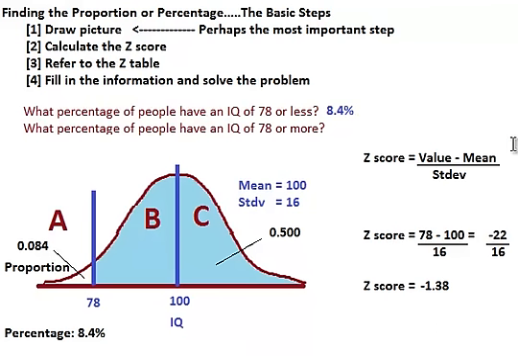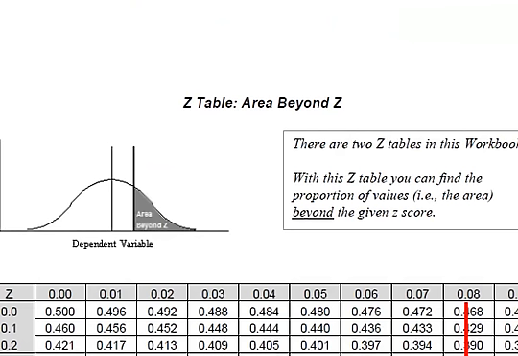So here's our z-score formula. We've already worked through what it is for 78. 78 is 1.38 standard deviations below the mean. So now I can go to the z-table and look up what proportion corresponds to a z-score of 1.38 standard deviations below the mean. Let's take a look at those z-tables.